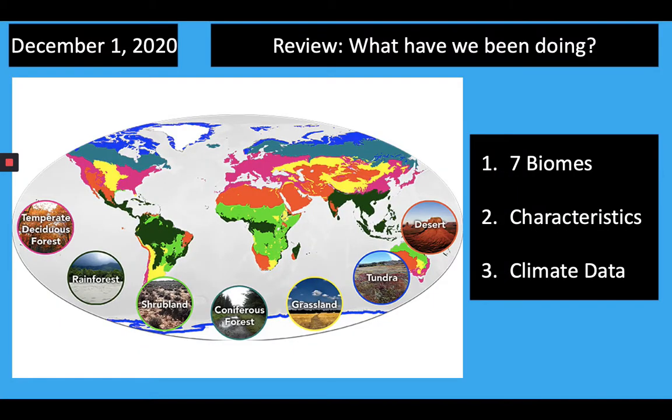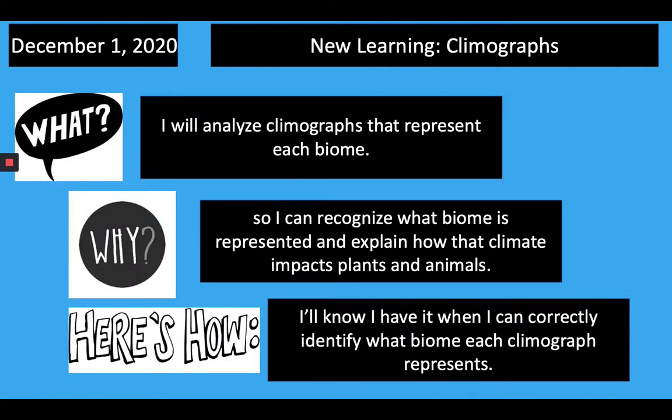All right, so what we've been doing so far is talking about different biomes, right? These represent where these biomes are located in the world. We've been talking about the characteristics of those biomes. But today we're going to analyze climagraphs that represent each biome. We're going to learn what a climagraph is, and we're going to talk about how they work.